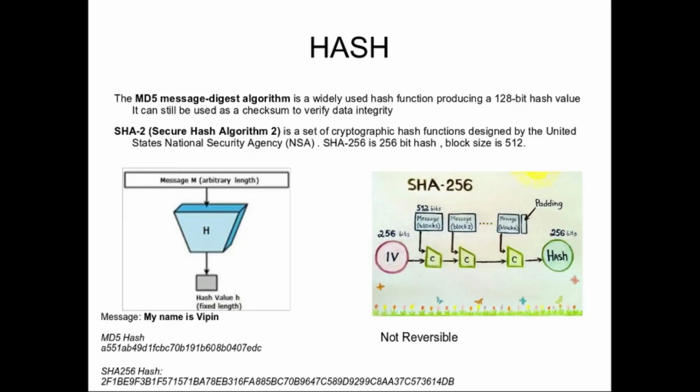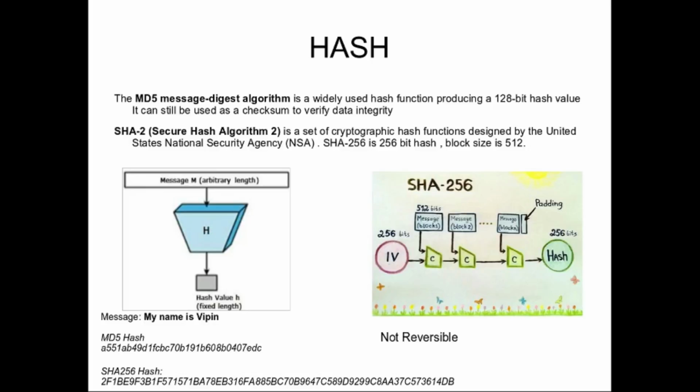Okay. Hash functions. As we just learned, a big message is converted into a fixed length output. Whatever length of message you give, small or big, it will always produce a fixed length output, and that is hashing. So MD5 for example produces a 128-bit output. SHA2 or SHA256 produces a 256-bit output.